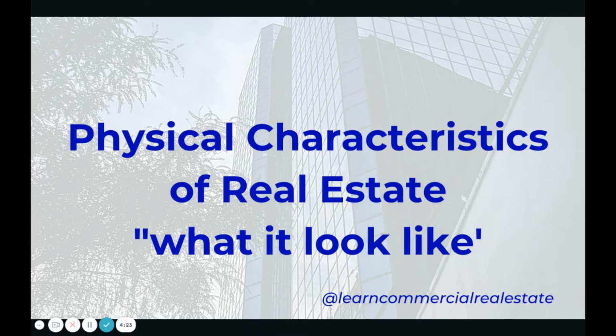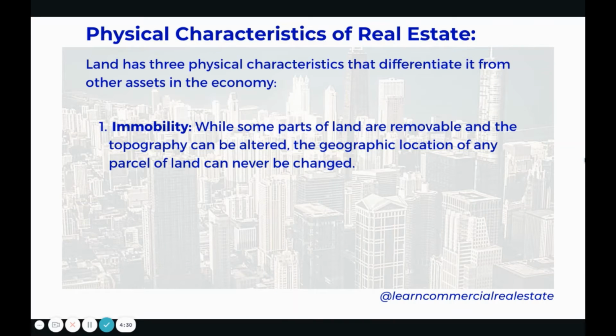What are the physical characteristics of real estate? I mean, what does it look like? Land has three physical characteristics that differentiate it from other assets in the economy. Number one is immobility. While some parts of land are movable and the topography can be altered, the geographic location of any parcel of land can never be changed. Isn't that something to think about?